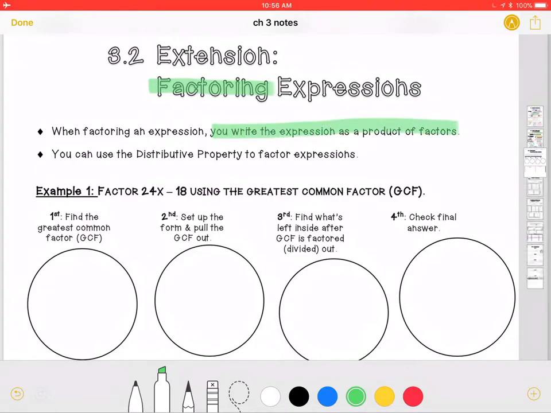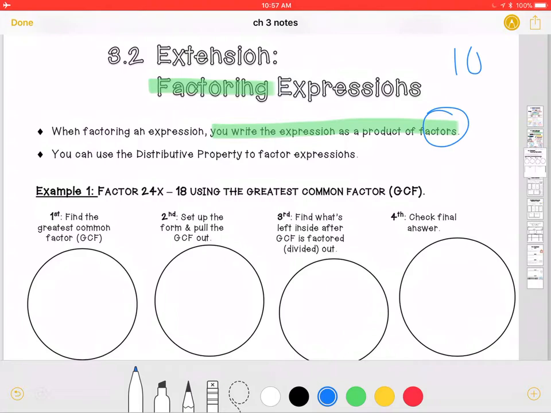Think about what factors are. If I ask you for the factors of a number, what are you telling me? A lot of us get confused with factors and multiples. If I ask for the number 10, what are the factors of 10? You would have to tell me which numbers I multiply together to get 10. So factors are what you multiply together to get that number.